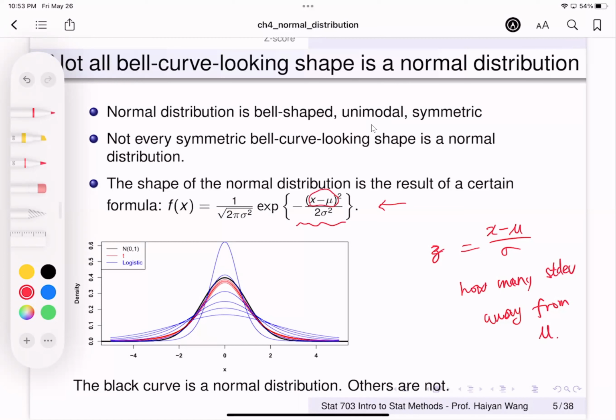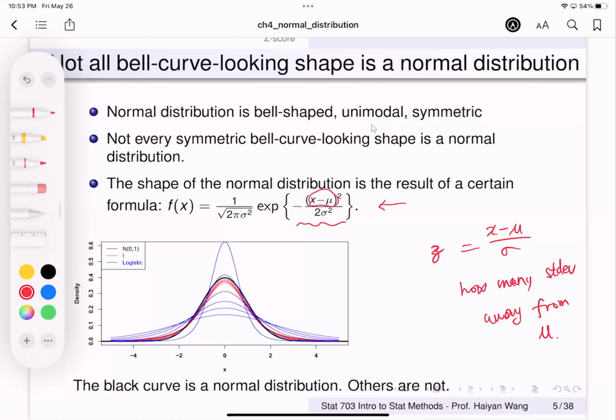When you change only the mu and keep the sigma the same, you are basically shifting the location of the distribution. And if you keep the same mu but use a different sigma, then you are changing the spread of the distribution.